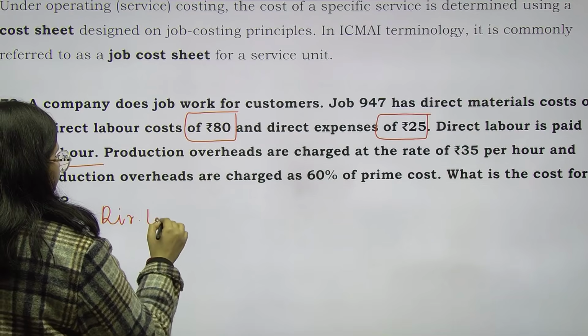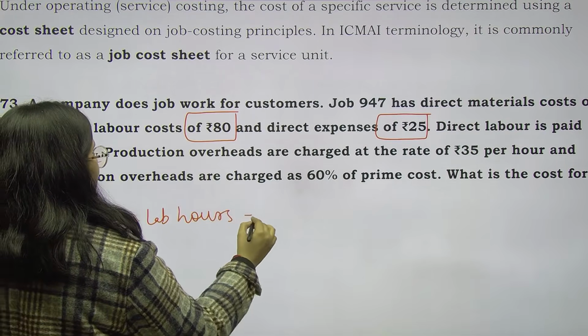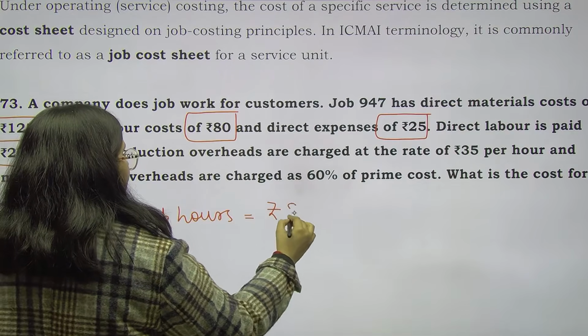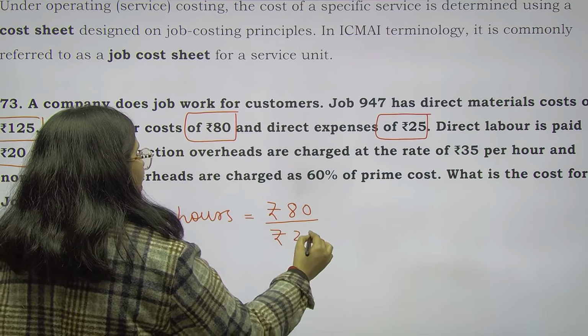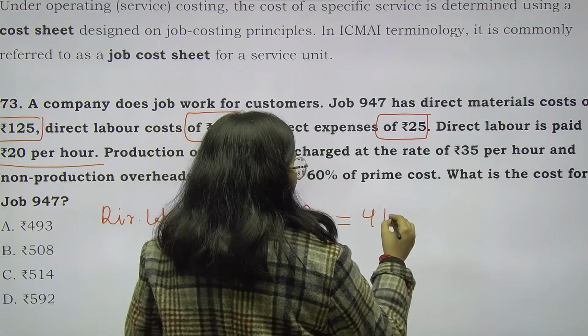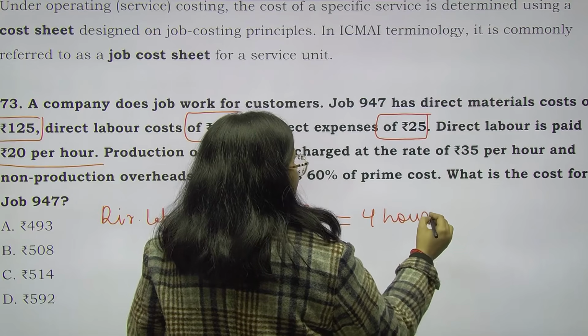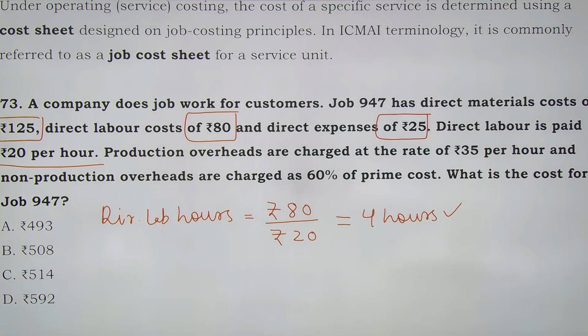Can I calculate the hours? The answer is yes. If I have paid the labor 80 rupees and per hour they charge 20 rupees, that means the labor has worked for 4 hours. This is the time that they have spent on the job, right?